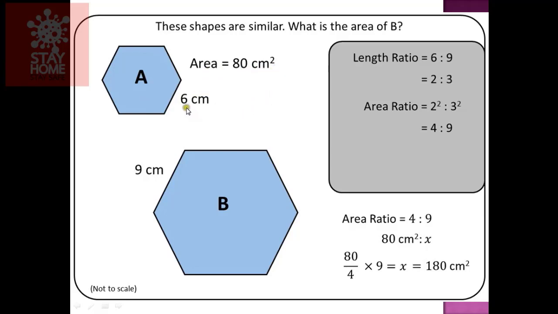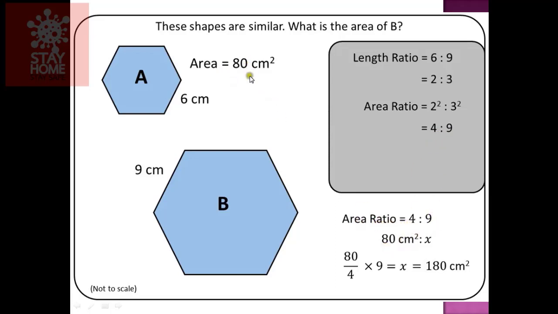So what is the ratio between side A and side B? The length ratio is 6 to 9, that is 2 to 3. The area ratio is 2 squared to 3 squared, which is 4 to 9. Why? Because area is in square centimeters, so the area ratio will be in the square. Area ratio is equal to 4 to 9.